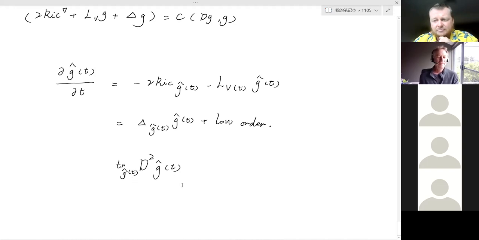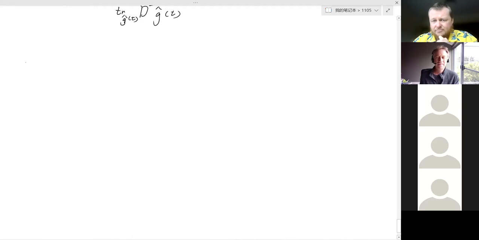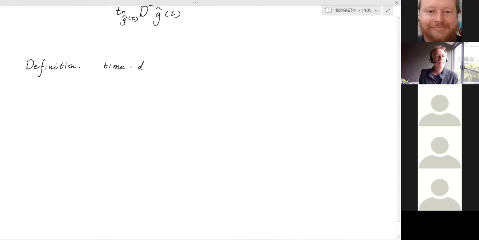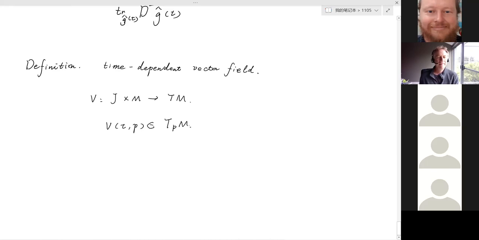And now we want to know the relationship of the Ricci–DeTurck flow and the original Ricci flow. But before that, we should introduce some notions. We give a definition here. A time-dependent vector field is a smooth map like this to TN, such that for each T and each P, it is an element of T_P N.